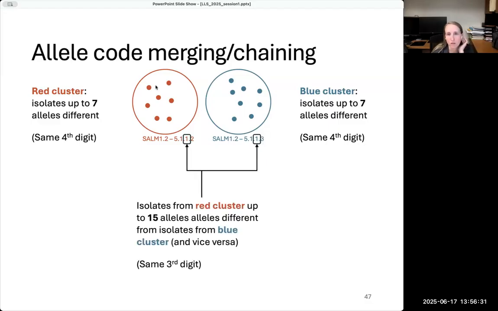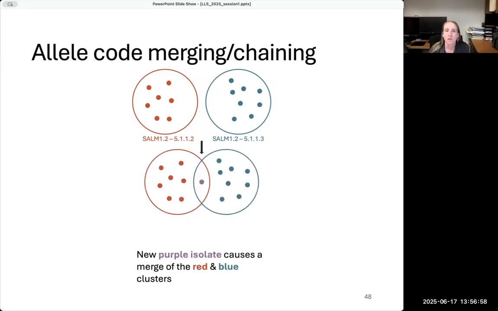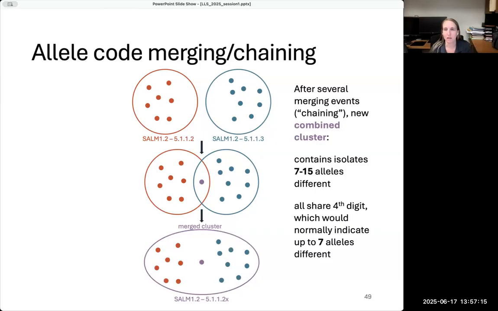And if we were comparing between the two clusters, they only share up to the same third digit. So that means that they're up to 15 alleles different. The isolates in the red cluster are going to be up to 15 alleles different from the blue cluster, and isolates from the blue cluster are up to 15 from the red. But then maybe another isolate gets added that is actually going to make these two clusters merge. It's within 7 of the red ones, but it's also within 7 of the blue ones. So, what do we do, right? That's when they end up having to set up the X codes. This is what is known as chaining.